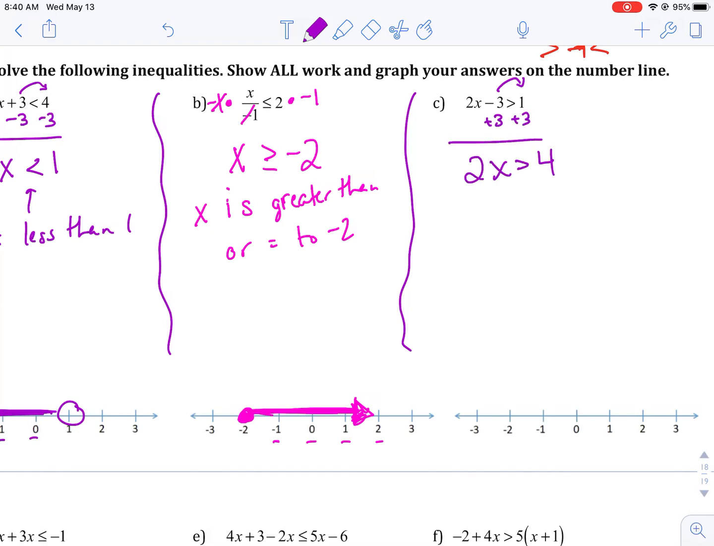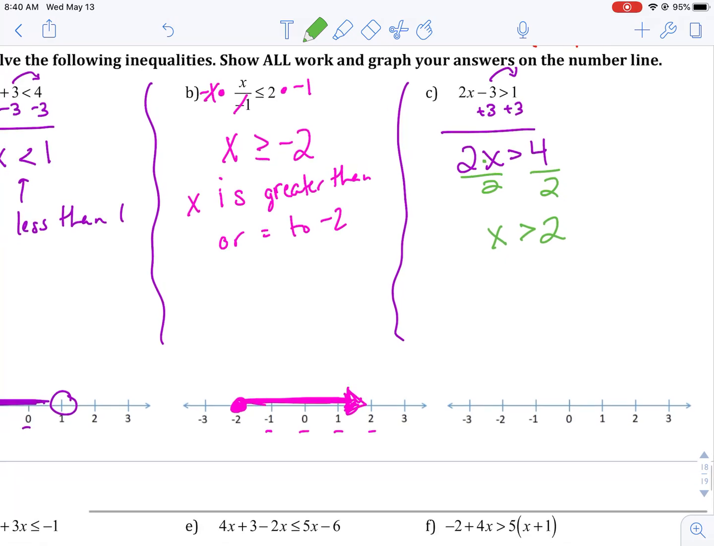So I get 2x is greater than 4. We've got to get x by itself. Since we have multiplication, we're going to divide. So I'm dividing by 2. 2 is not a negative number, so I don't have to worry about flipping the sign, because remember, it's if you multiply or divide by a negative, but we just divided by 2. So it's going to stay greater than, so I get x is greater than 2.